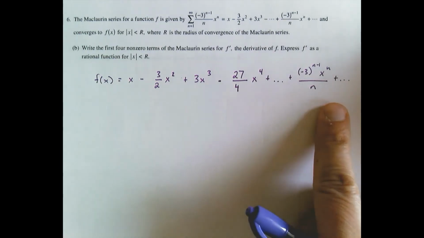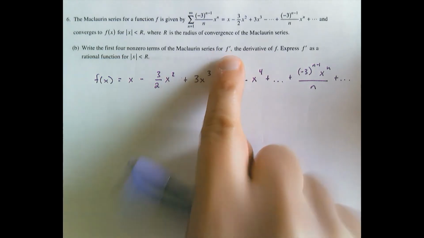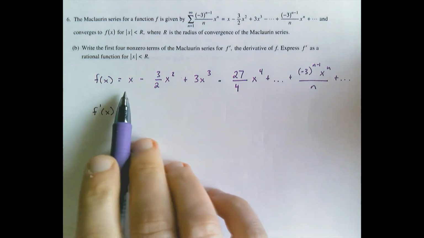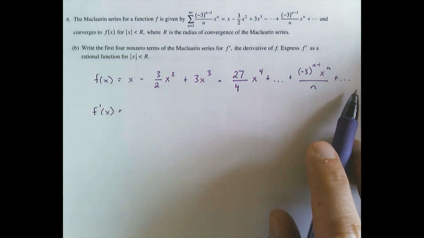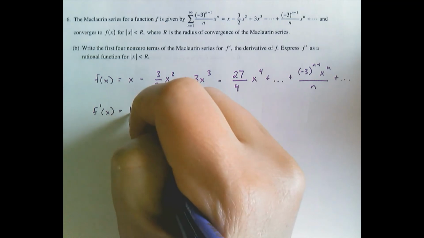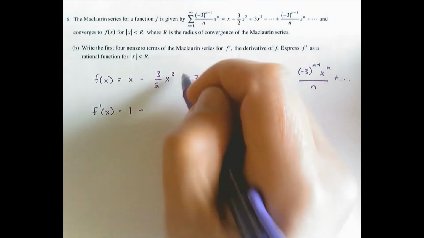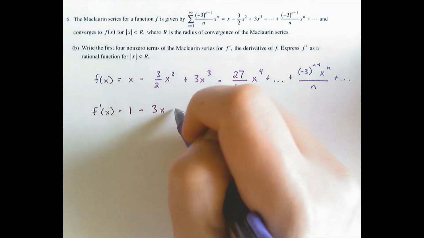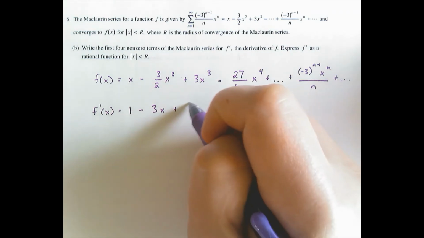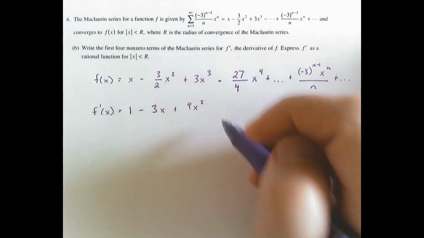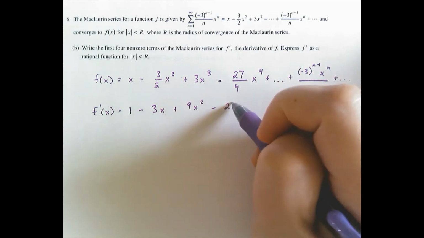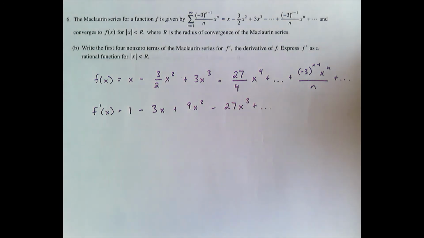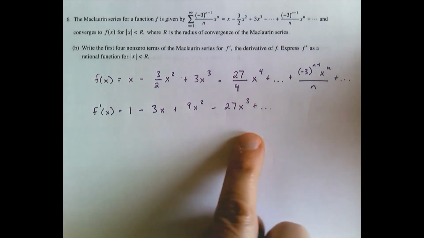Okay, we've got the f of x, and our goal was to find f prime of x. So this is a matter of early calculus AB material. Take the derivative of this expression. The derivative of x is 1. Derivative of 3 halves x squared is going to be 3x. Derivative of 3x cubed is 9x squared minus 27x to the third plus dot dot dot. There's the first four terms.